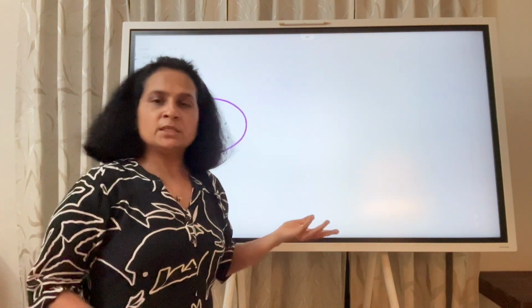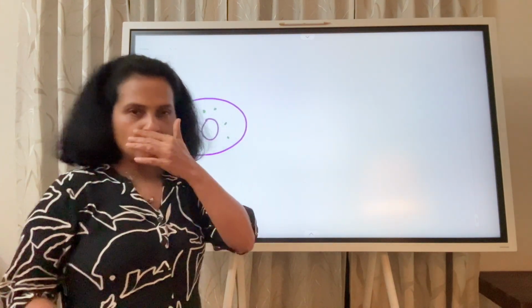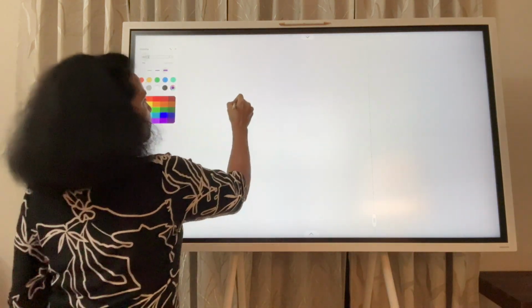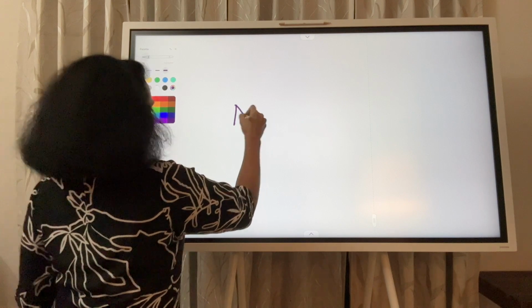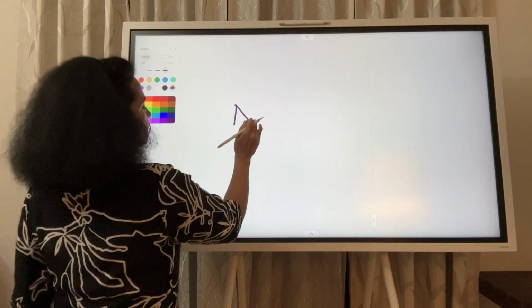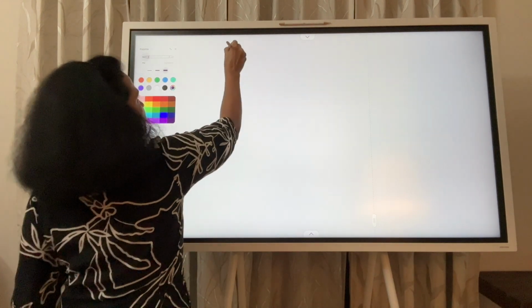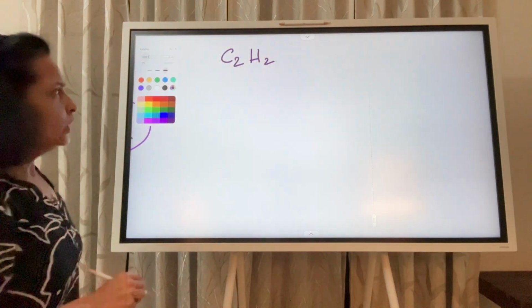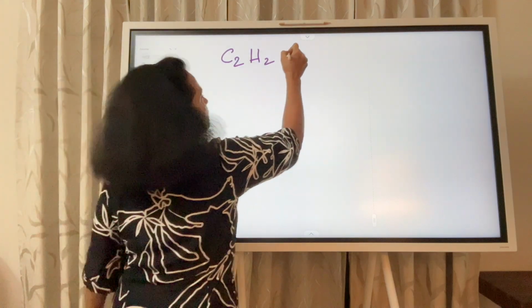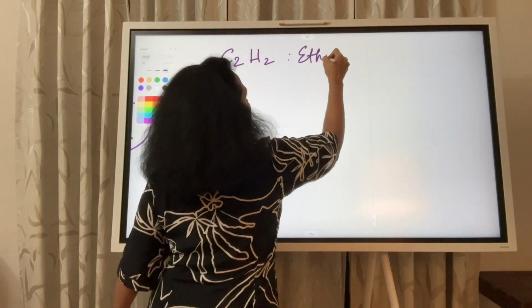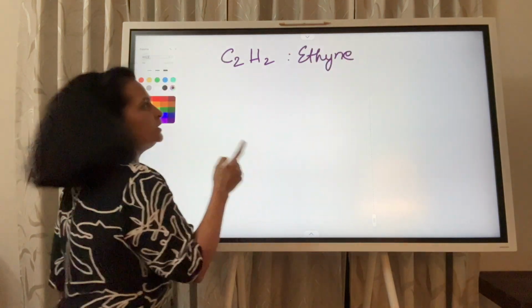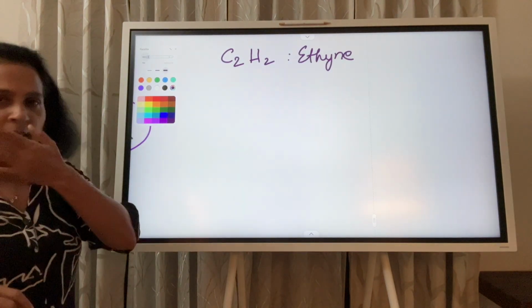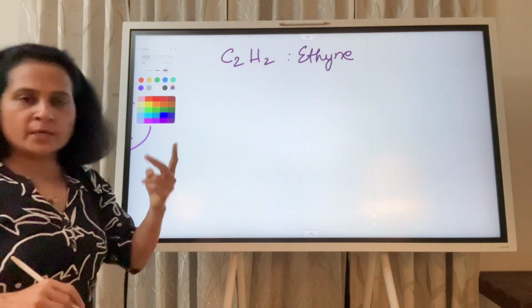Now let us take an example of a triple bond here. Okay? So a triple bond. So nitrogen bonding with nitrogen. I think I have done that. Alright, let us take an example of C2H2. Now C2H2 is called ethine. You will read this in carbon and its compounds. Okay. So ethine has 2 carbons, 2 hydrogens.